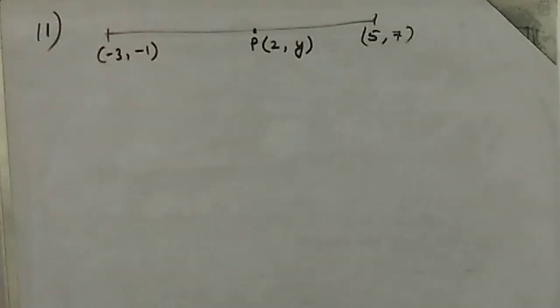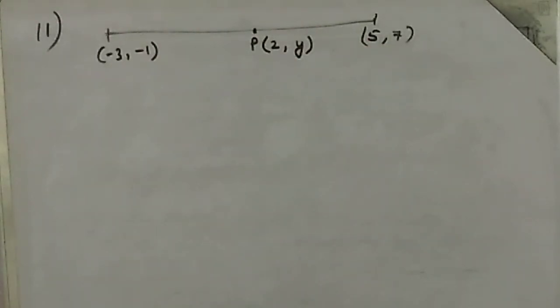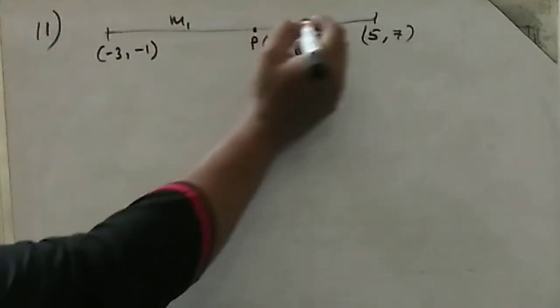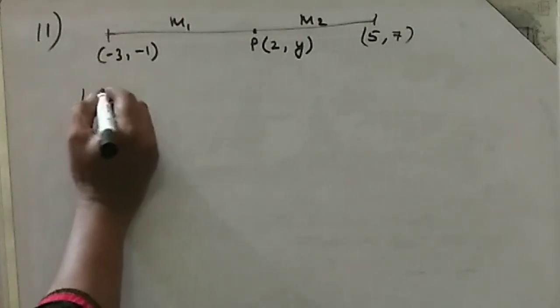We don't know, because they didn't say the point is lying on the x-axis. They said a point is dividing the line segment AB, and that point has x equal to 2. So y, we don't know. Keep it as y only. Now m1, m2. We have to find the ratio first.